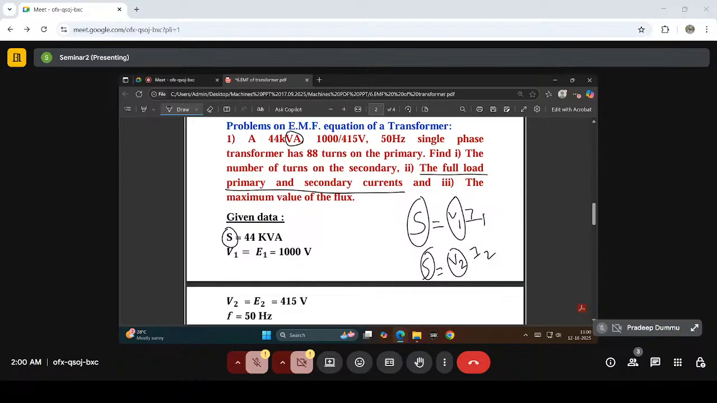Second one, what are the I1, I2 values? I1 is 44 amperes. I2 is 10 point. Say it fast.